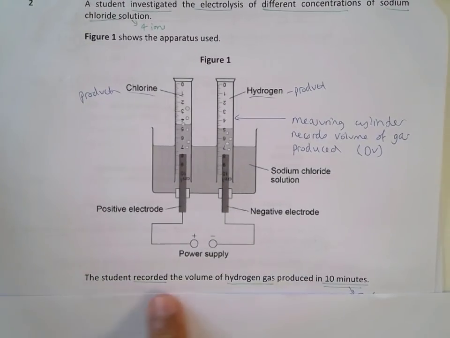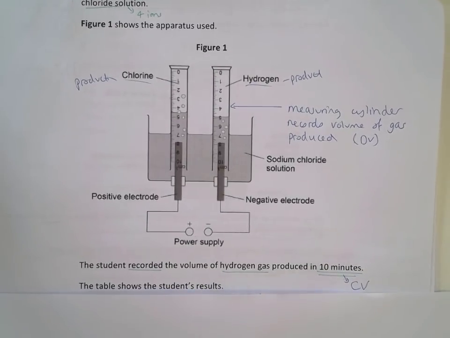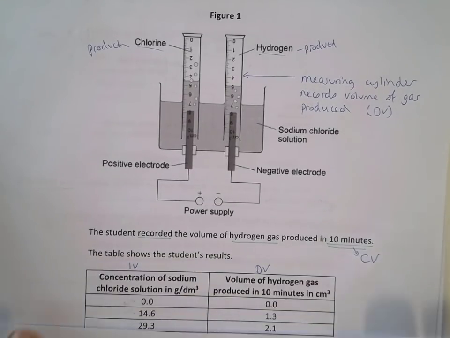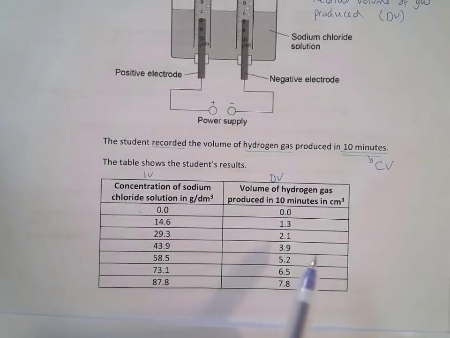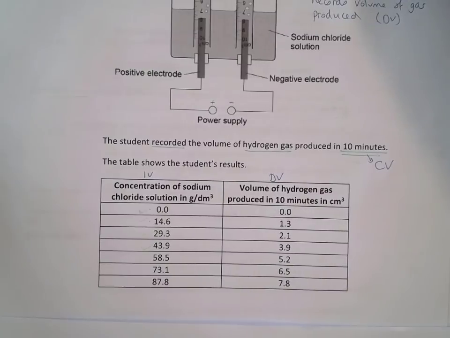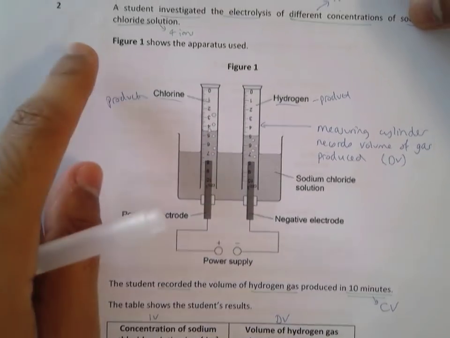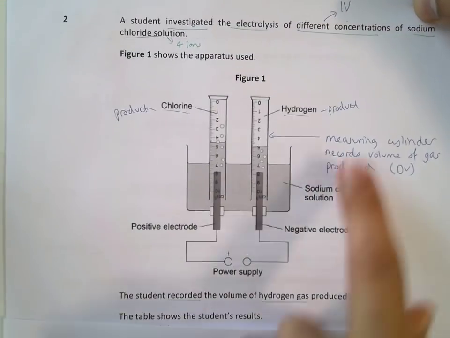The student recorded the volume of hydrogen gas produced in 10 minutes, and that seems to be one of the control variables. The table shows the student's results. Now remember, tables often give us clues as to what is the independent and dependent variables, because independent variables are usually recorded on the left-hand side, whilst the dependent variables are recorded on the right-hand side of the table. So this confirms my recognizing of the independent and the dependent variables here.